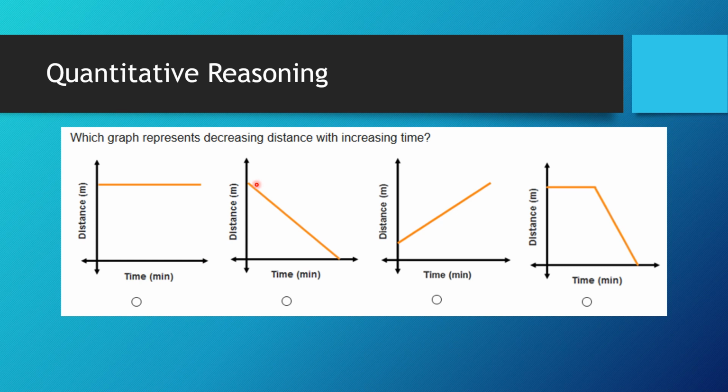So if I want the distance to decrease as time goes on, that means my line is going to go down from left to right, because as time goes on means I move from the left to the right. Time is at the bottom. And so this graph right here shows me that I do have a decreasing distance. My distance was way up here, and as time goes on, that distance gets smaller and smaller as time gets bigger and bigger. So it would be this one right here.